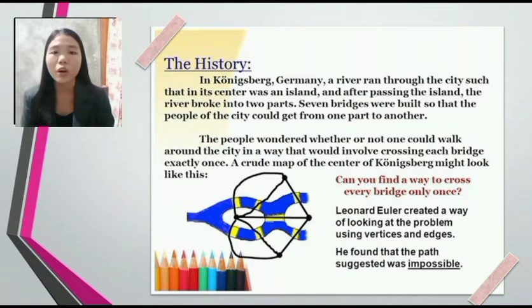The people wondered whether or not one could walk around the city in a way that could involve crossing each bridge exactly once. A crude map of the center of Konigsberg might look like this. Can you find a way to cross every bridge only once? Leonhard Euler created a way of looking at the problem using vertices and edges. He found that the path suggested was impossible.